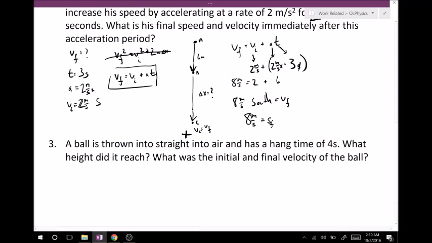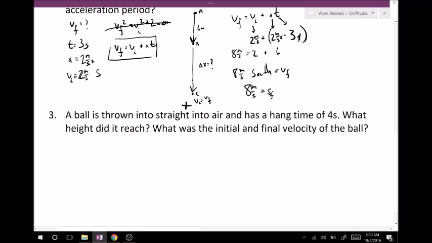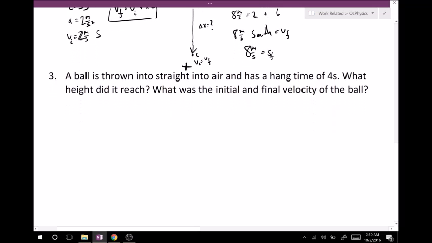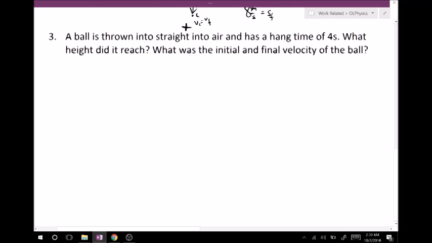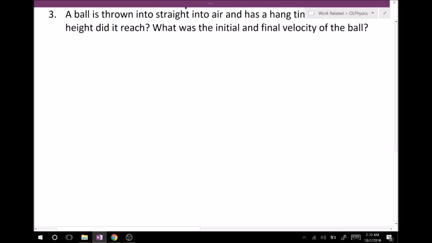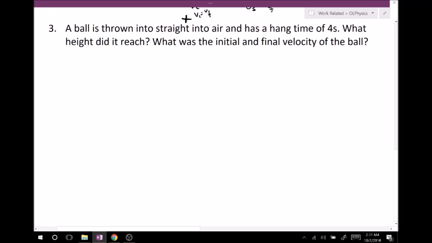So our last problem is going to be a bit of a doozy. It has a bunch of parts. And this is where I guess the math can get a little bit more confusing. So a ball is thrown straight into the air and has a hang time of 4 seconds. What height did it reach? Or what was the initial and final velocity of the ball?